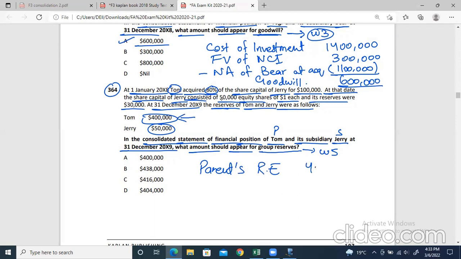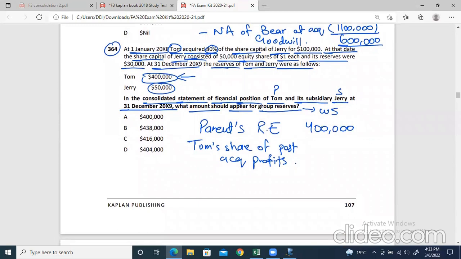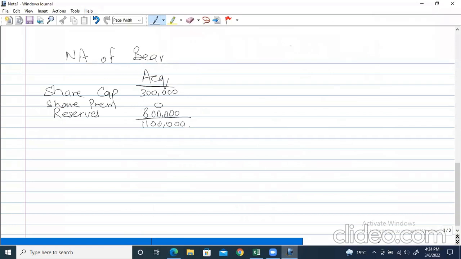400,000, right? Now we added one thing as well, and that was Tom's share of post acquisition profits. This is what we added in this amount. Now we will have to find the post acquisition amount for this as well, and for post acquisition we will have to make working 2 over here, right? Let's make a working 2, which is very simple.